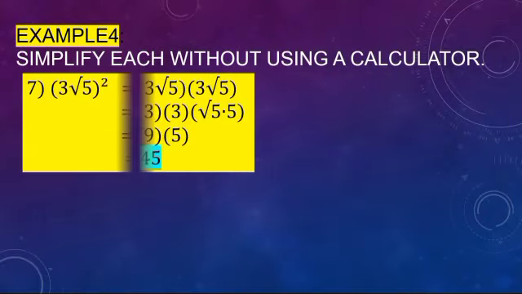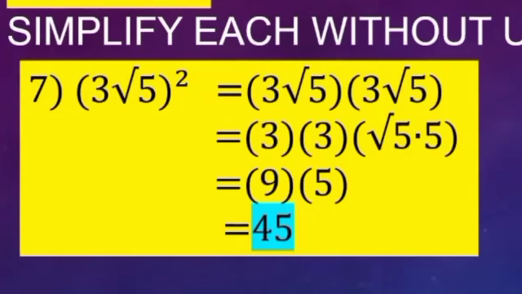Next, number 7. 3 square root of 5 squared. So, 3 square root of 5 squared can be expressed as 3 square root of 5 times 3 square root of 5. Thus, 3 times 3 is equal to 9. And then square root of 5 times 5 is square root of 25. And square root of 25 is 5. Then, 9 times 5 is 45.